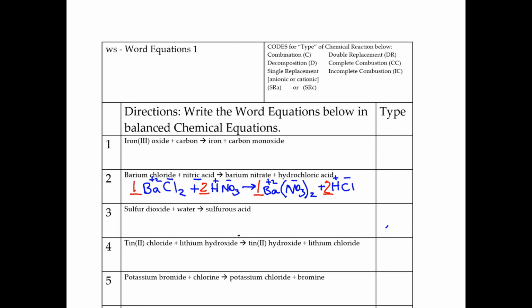You have all these different kinds of reactions: combination, which is the same as synthesis; decomposition; single replacement; double replacement; complete combustion; and incomplete combustion. This is a double replacement because you have a plus and a minus and a plus and a minus, and they both switch spots. So the Ba goes with the NO3 and the H goes with the Cl, and so you can see on the product side they're rearranged, and this would be called a double replacement reaction.